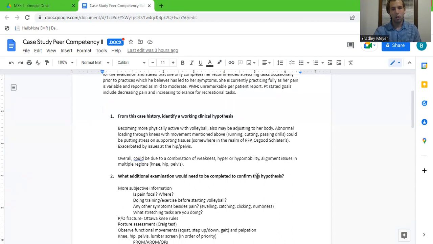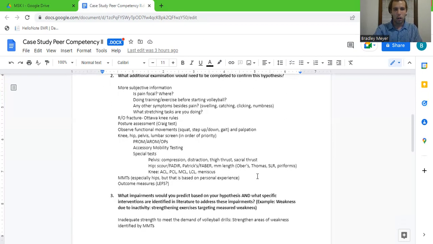So I think overall it's kind of multifactorial, so weakness could be playing a part, hyper or hypomobility, maybe some alignment issues, but also in different regions of the body. So probably the knees, hips, feet might be involved somewhat. So I think overall, a bunch of those factors are contributing to a lot of abnormal loading through the knees and causing stress on those supporting tissues, leading to something like patellofemoral pain syndrome or Osgood-Schlatter's.